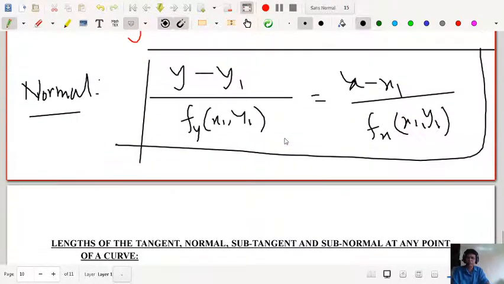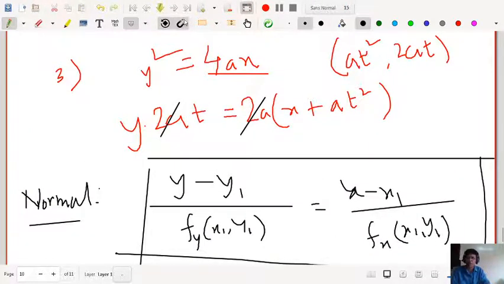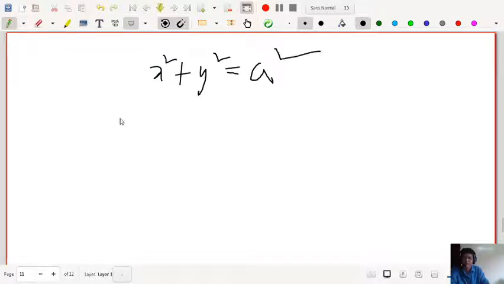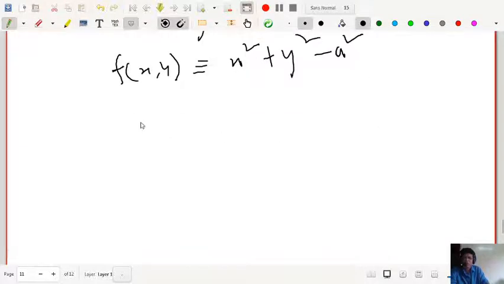Let me show you one example. Suppose you have x square plus y square equal to a square. Let's start with the circle. Your function of x, y is x square plus y square minus a square. So what is your partial derivative with respect to x? Fx is 2x, the simple normal derivative.